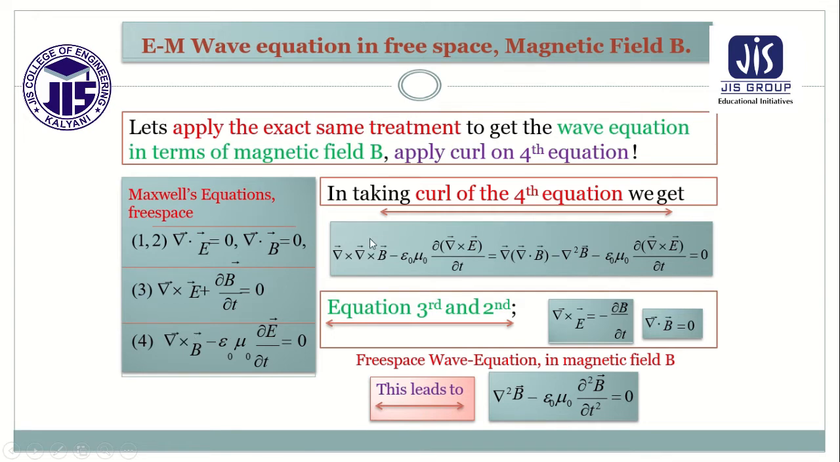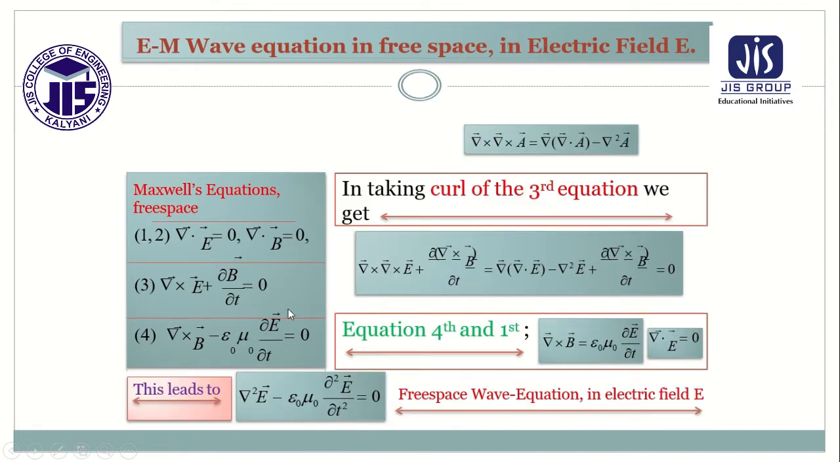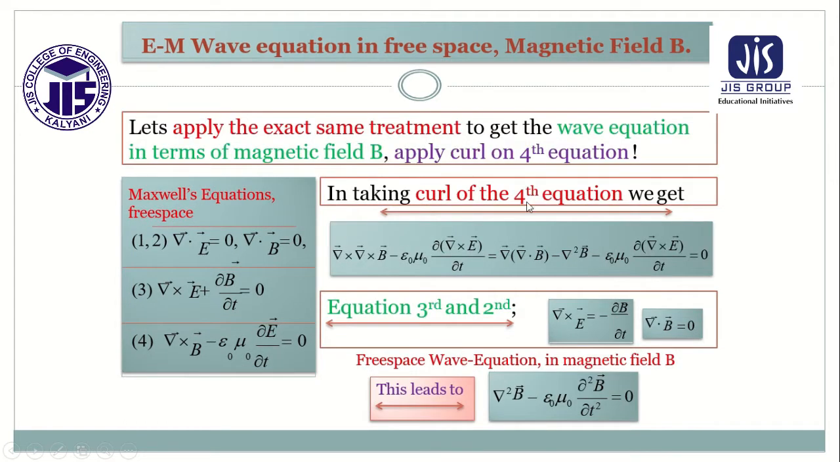Now if we take the curl of the fourth equation, in the last slide we had taken the curl of the third equation. So here we will take the curl of the fourth equation: nabla cross B minus mu naught epsilon naught del T of nabla cross E. Again we use that formula: A cross B cross C equal to B of A dot C minus C of A dot B, means back minus cat.